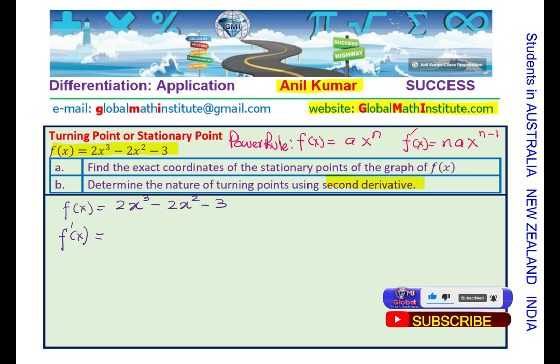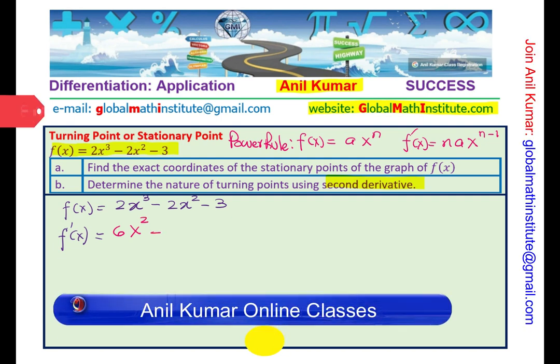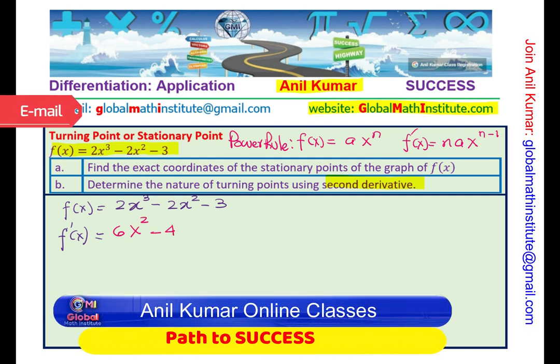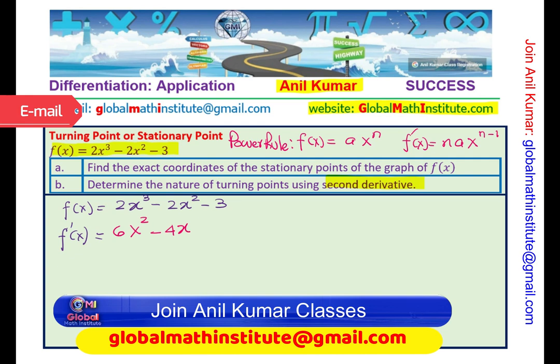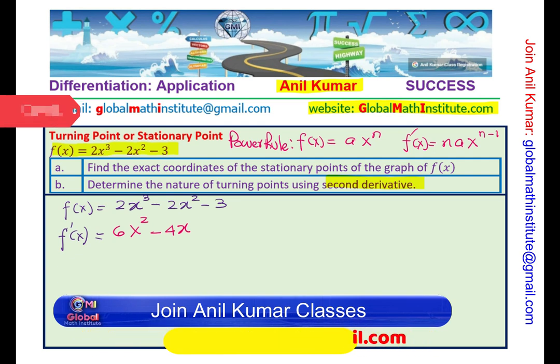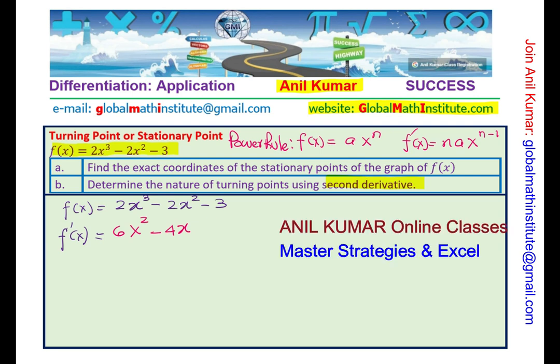Applying the rule, 2 times 3 gives us 6, and when you subtract 1 from 3, you get the square, 2. Here, 2 times 2 is 4, and x to the power of 2 minus 1 gives me x. A constant means x to the power of 0, so the derivative is 0. So we get the derivative.